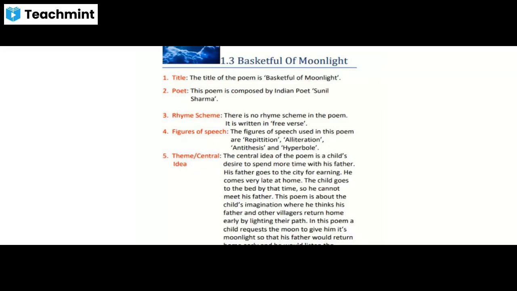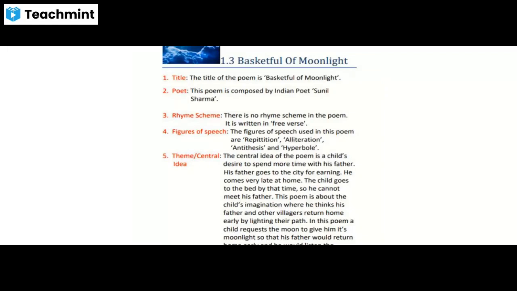Half mark. Rhyme scheme. There is no rhyme scheme in the poem. It is written in free verse. There is no rhythm, there is no rhyme in the poem. It is a perfect example of free verse. We can write in this way. या पोएम मध्ये रिदम नाही, रायमिंग वर्ड्स नाहीत, राईम नसल्यामुळं मुक्त छंद कविता आहे, फ्री वर्स आहे.